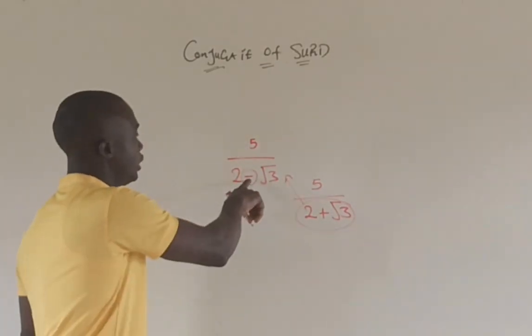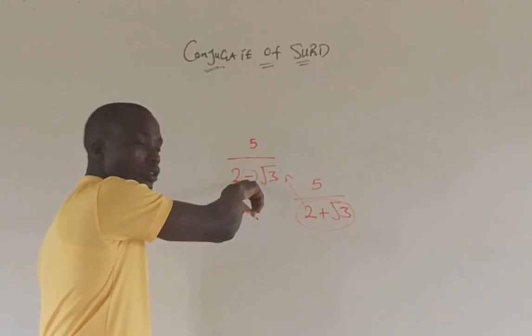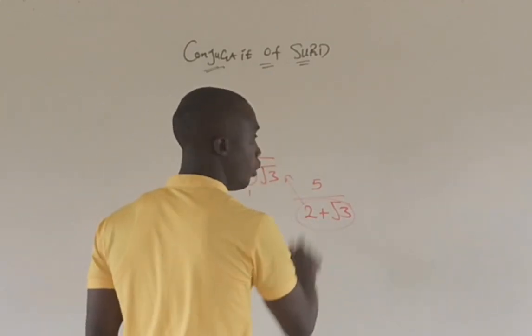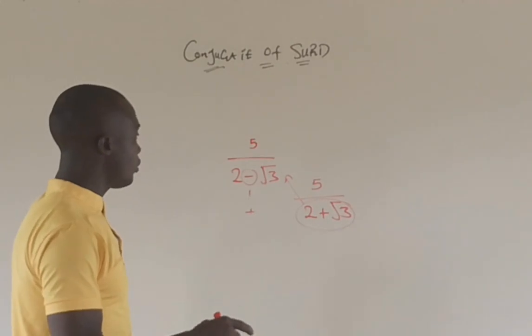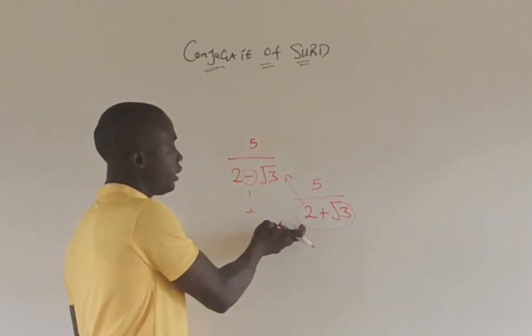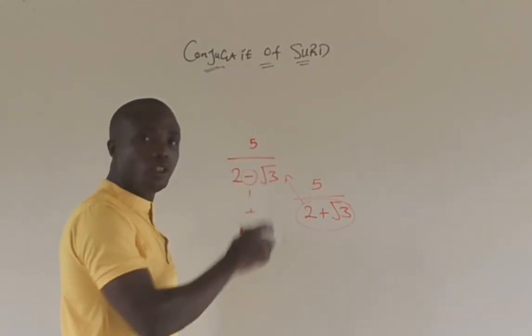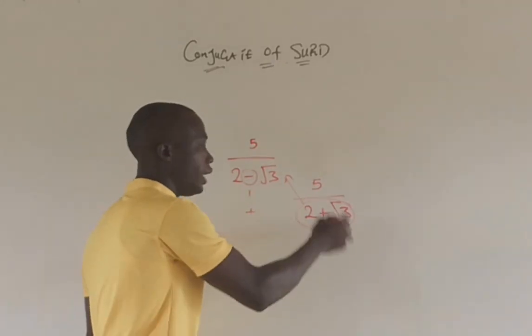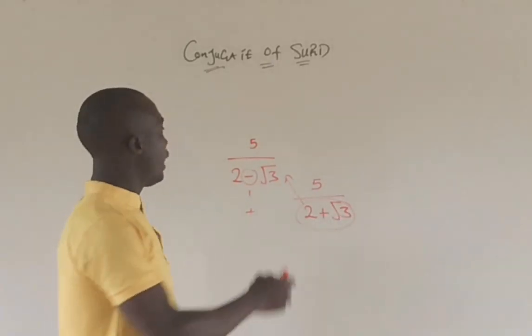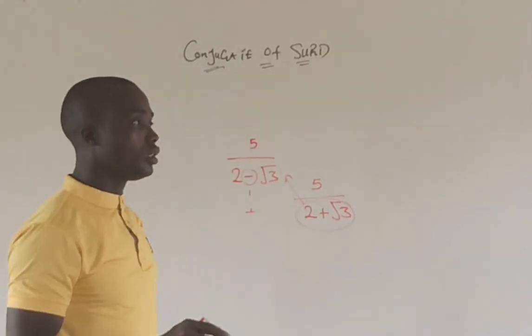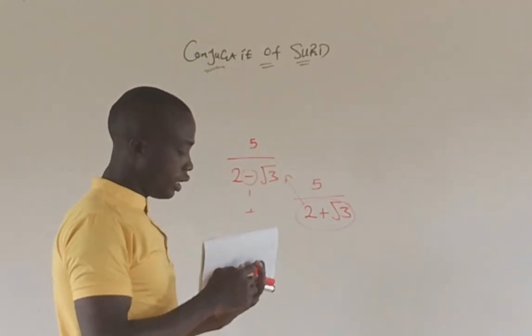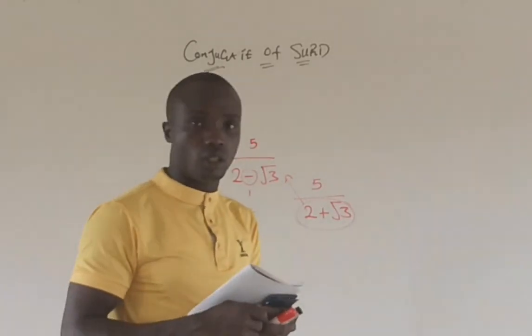So since this one is minus, you change it to plus. So in changing it to plus, you now multiply the numerator and the denominator by the conjugate. You multiply the denominator and the numerator by the conjugate. You understand? So let's look at some questions.